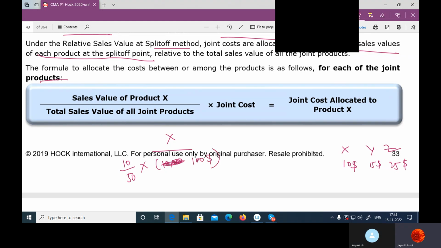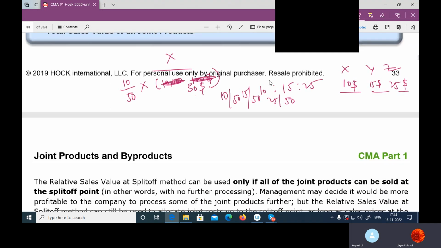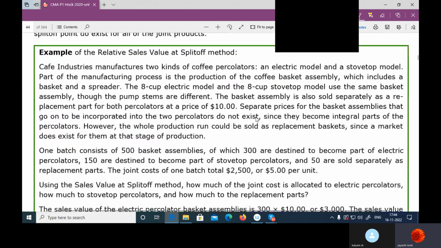See, this is not cost actually. This is sales value, and sales value is cost plus margin. So I'll take my joint cost as $30. Can I divide this $30 in the ratio 10 by 50, 15 by 50, and 25 by 50? Yes. I just divide it in 10:15:25 ratio, that is nothing but 10 by 50, 15 by 50, 25 by 50. Finished. So I'm just allocating. Can I do this question?